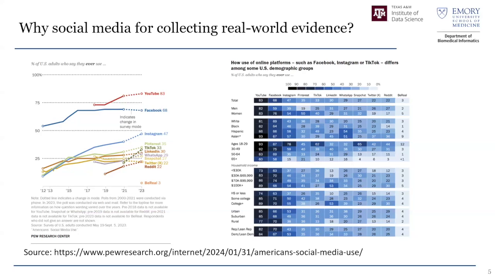Reddit is one of the smaller ones, but Reddit is specifically useful for substance use related research because Reddit is anonymous, right? Or it's built on the concept of anonymity, so a lot of people feel very comfortable sharing very sensitive topics on Reddit.